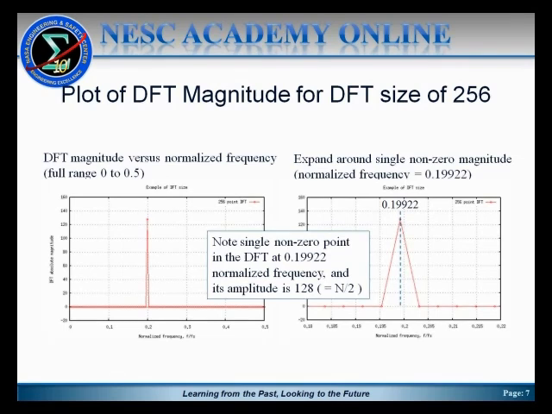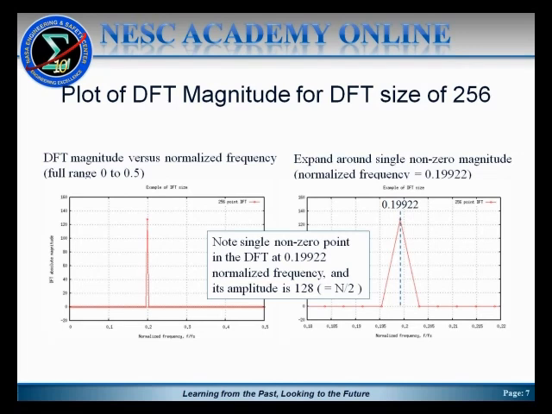And in this example, the N for this particular discrete Fourier transform was 256. So 256 over 2 is 128, and that's what you see as the magnitude of the input signal.